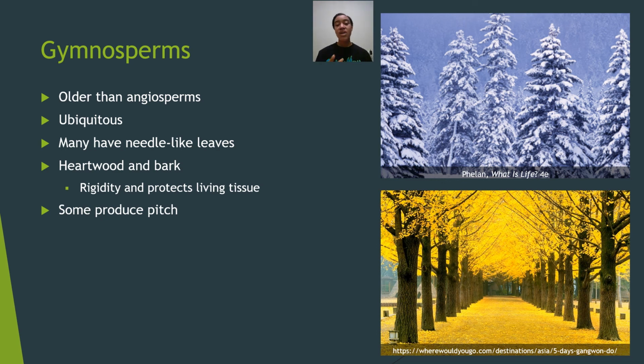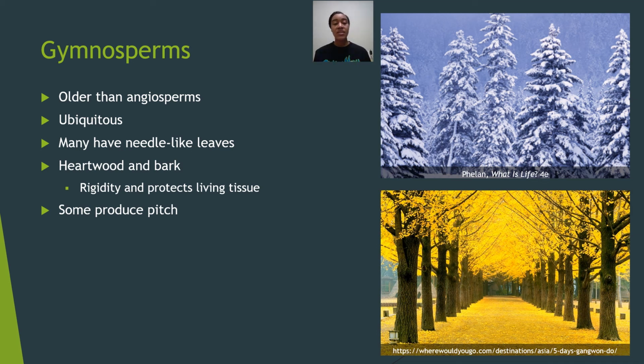They have two types of wooded structures. They have their heartwood and their bark, and this provides rigidity to the plant to allow them to grow as tall as they are and to resist pressures from wind and things like that, because these trees, when you think of them and you see them, are pretty massive, right?